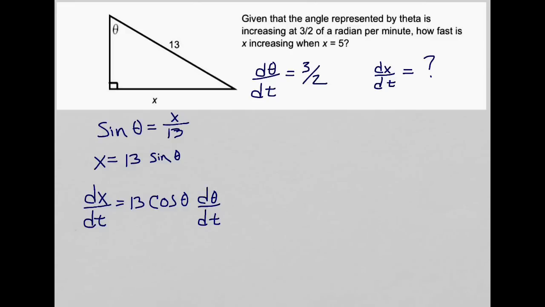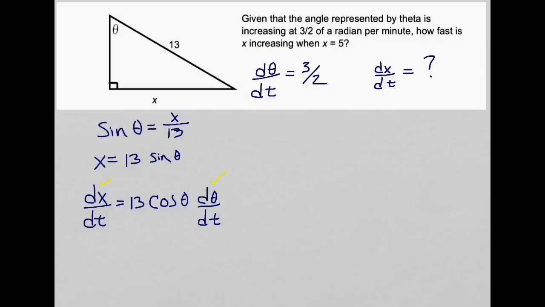Okay, so I've drawn my diagram, I have my rates, I came up with an equation, and then I differentiated the equation. So the last S means to substitute and solve. I have to remember that I don't know dx dt, right? That's the one that I'm looking for. I do know d theta dt, that was up there, that was 3/2. The cosine of theta is where I have to get a little bit creative.